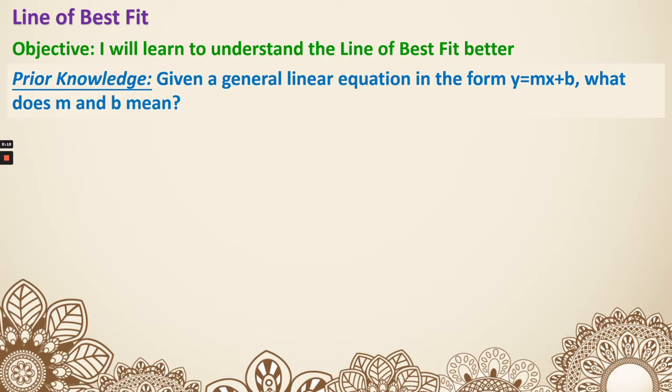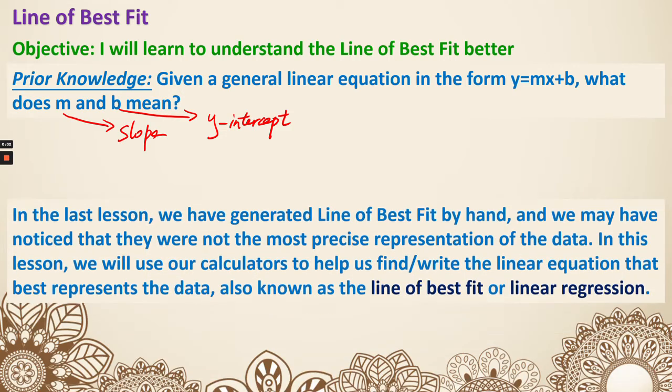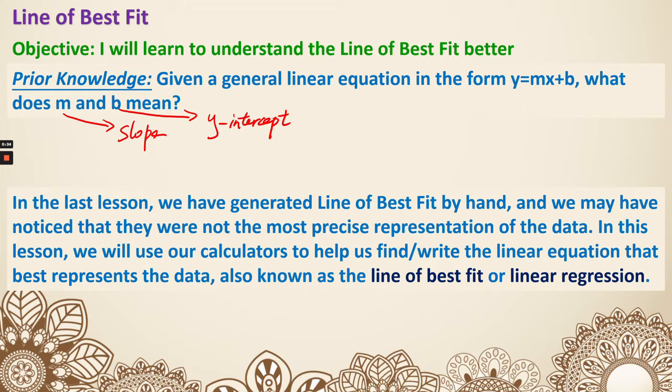First, prior knowledge: given a general linear equation in the form of y equals mx plus b, what do m and b mean? M, of course, is the slope, and b is the y-intercept. In today's lesson, our linear equation is going to look slightly different. In the last lesson, we generated the line of best fit by hand, and we may have noticed that they were not the most precise representation of the data.